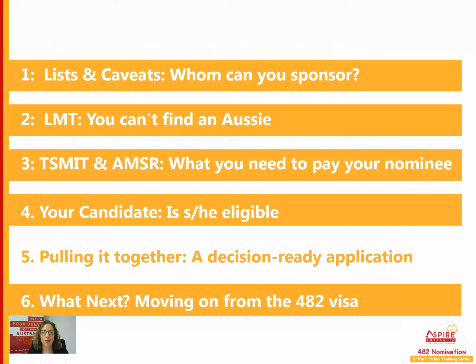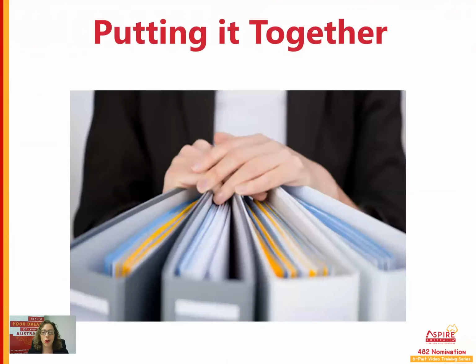In video 5, we're looking at pulling it all together and showing you how to submit a decision-ready application. Processing times at the Department of Immigration can be up to several months. So when the department case officer opens your file, you want them to be able to make a decision straight away. Ensuring that you have given all the relevant information and documentation will make this happen. So let's look at what you need to do.